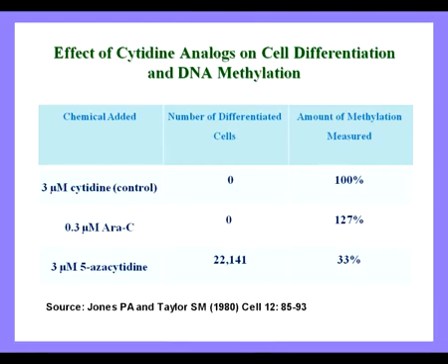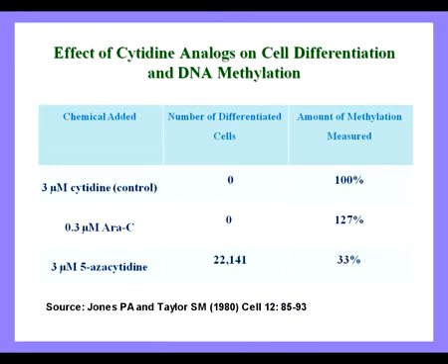They also ran a control to show the effect of cytidine analogues on cell differentiation and DNA methylation. These are three simple columns: chemicals added, number of differentiated cells, and amount of methylation. With 3 micromolar cytidine, which was a control, the number of differentiated cells was 0, there was no differentiation, and the amount of methylation was 100%. So what do you infer from this? In this control, no differentiation was seen, whereas 100% methylation was seen. That means methylation has suppressed the differentiation.